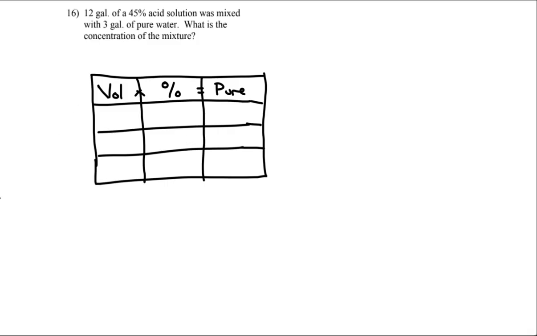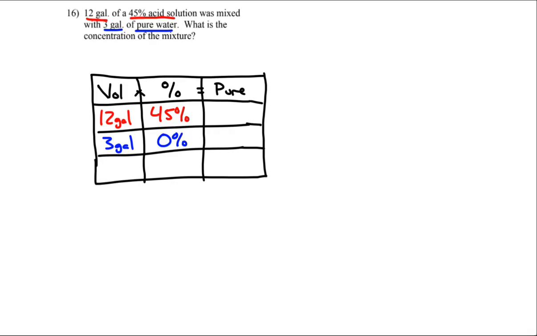Okay, so this first part here is we have 12 gallons of a 45% acid solution. And that was mixed with 3 gallons of pure water. So that would be 3 gallons of pure water, which is 0% acid solution. So now we have to try to find out, well, what is the concentration of the mixture? So we have to do some calculations here.